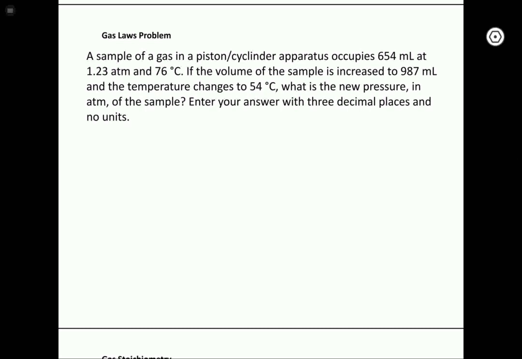This is a similar type of problem, but here we're changing more things. So we have a sample of gas in a piston cylinder apparatus. Remember, a piston cylinder apparatus means a closed container of gas but with an adjustable volume, so the piston can move up and down, and that can influence the volume of the gas sample. So initially it's 654 milliliters, 1.23 atmospheres, 76 Celsius. The volume is increased to 987 milliliters, and the temperature changes to 54. What is the new pressure in atmospheres?